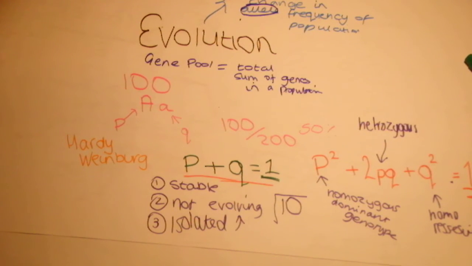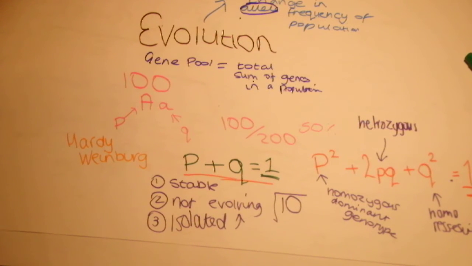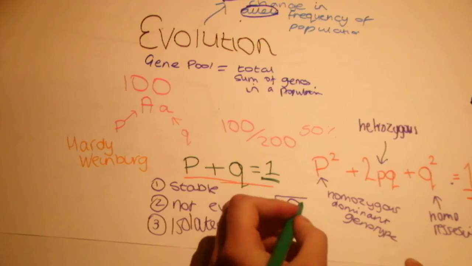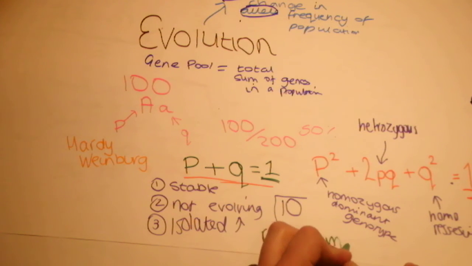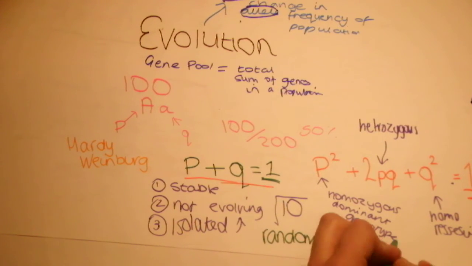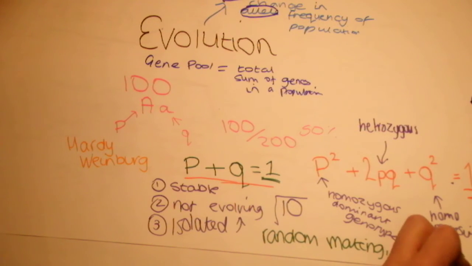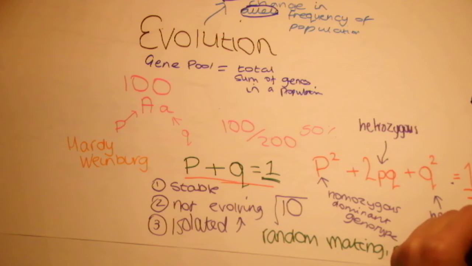So the Hardy-Weinberg principle assumes theoretical breeding populations of diploid organisms that are large, so there's not much inbreeding, and isolated, with random mating, no mutations, and no selection pressures. That includes evolution, and no mutations, because those would change the allele frequencies.